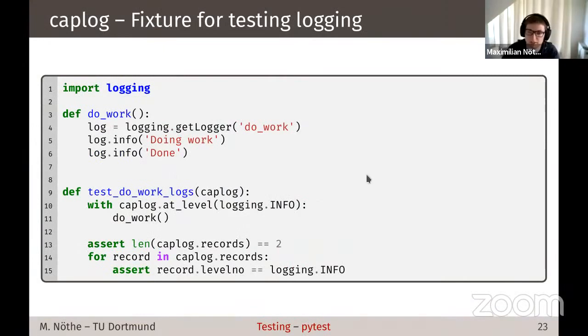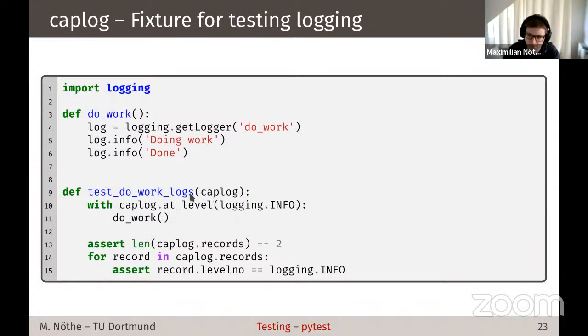Very similar for the logging example. So I have a function here that should do some work, and while it's doing this work, it should also report using this logging module what it's currently doing. So we get our logger, we log with the level of info that we are currently doing some work, and then we log that we are done when we are finished.